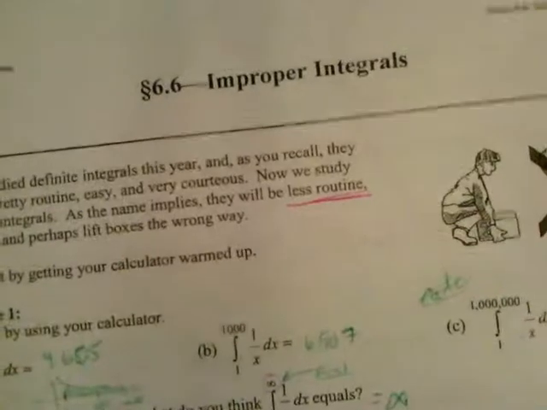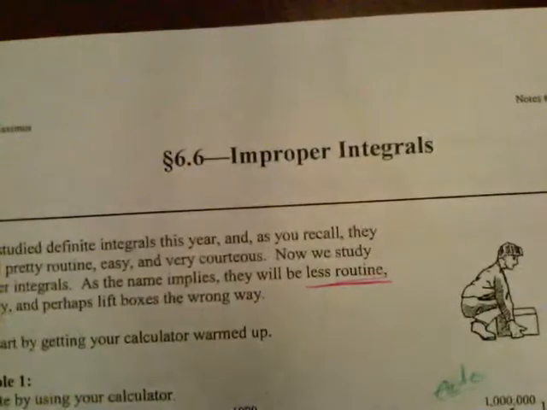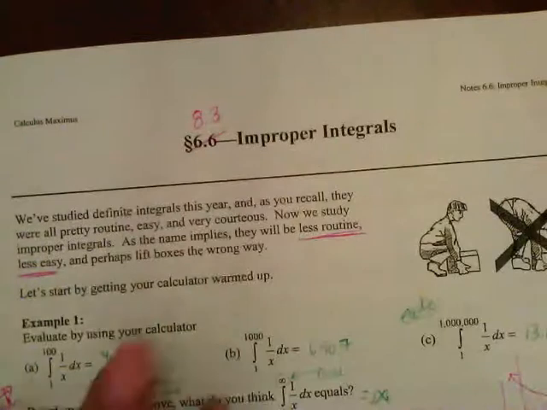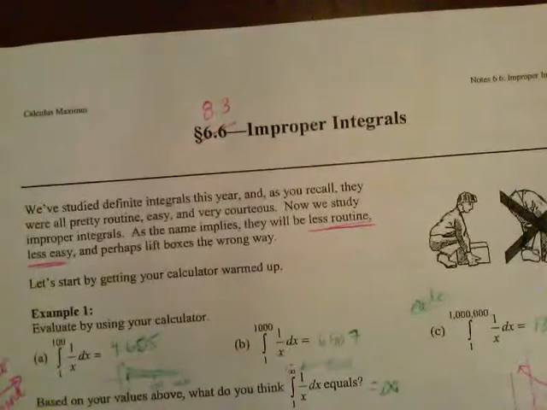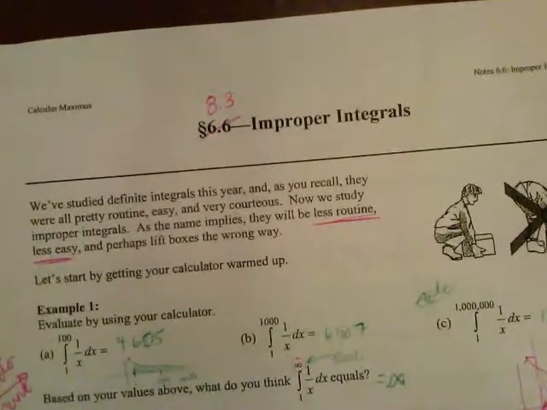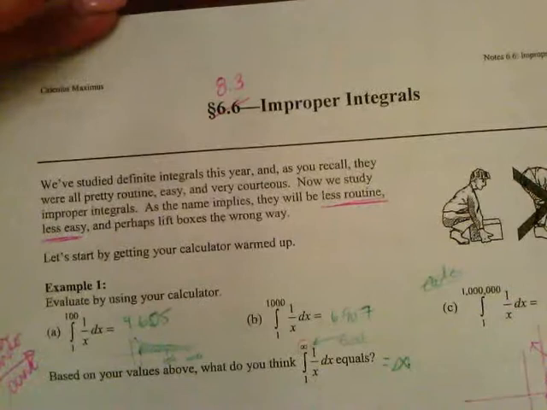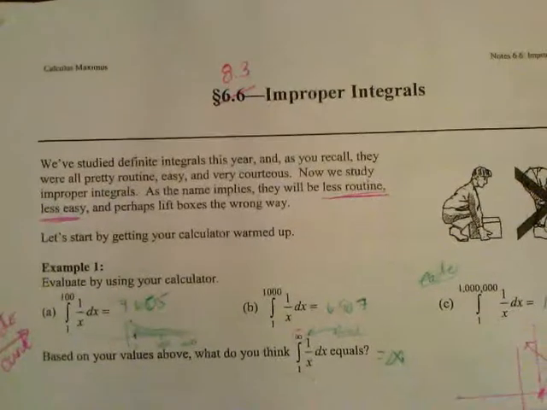Alright, so now we come into the next section. The next section here is on improper integrals. In our book, that is going to be section 8.3. I am going to use the notes from Calculus Maximus because he reviews everything a little bit nicer. I just thought it was a little bit easier to understand.